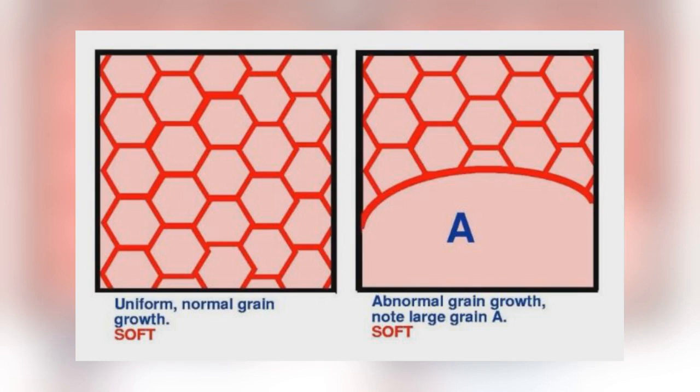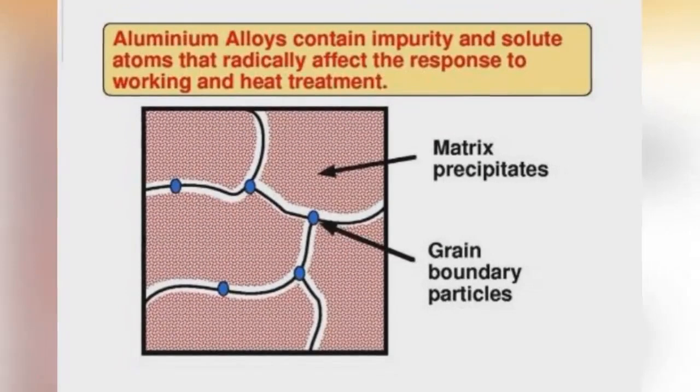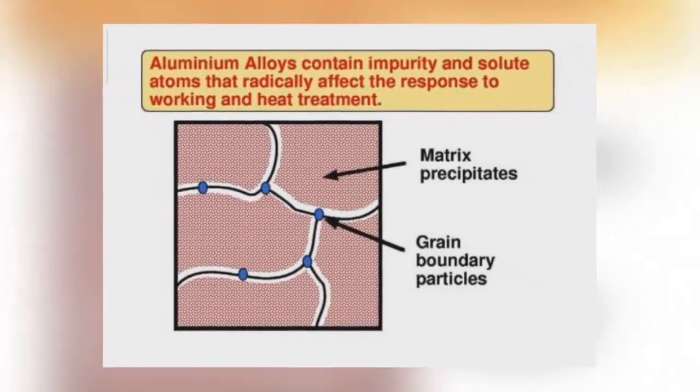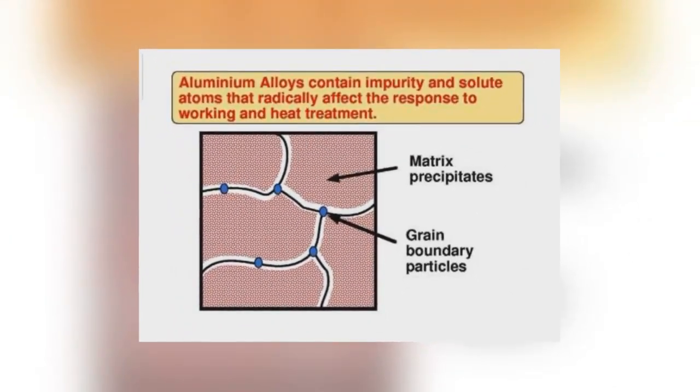In contrast to pure aluminium, aluminium alloys contain solute additions which can markedly affect grain structures, and particularly the microstructures within the grains. This in turn strongly influences the responses of alloys to working and heat treatment. Both crystal structure and microstructure influence mechanical properties.